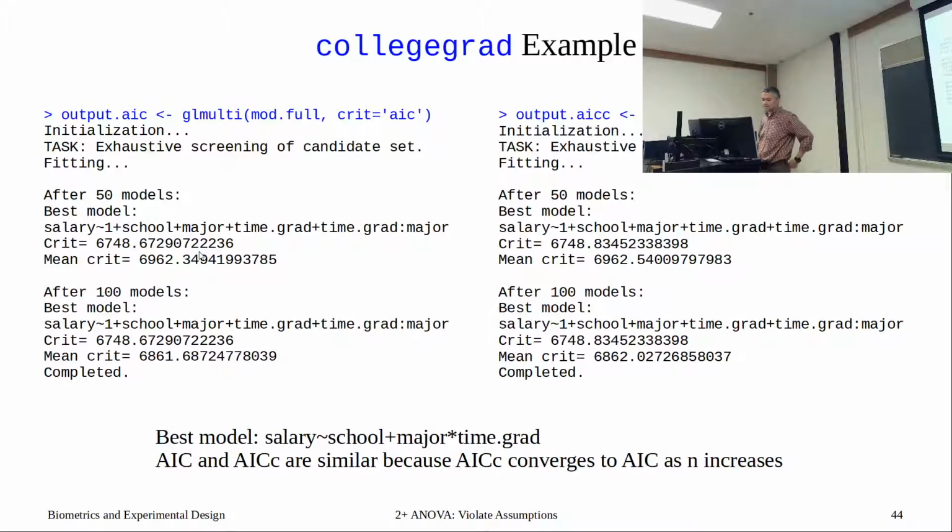So I just did a side-by-side to show you the difference. As I said, when you have a large sample size, the AICc will converge with the AIC. They're both pretty similar.